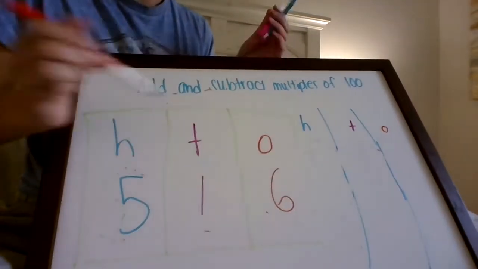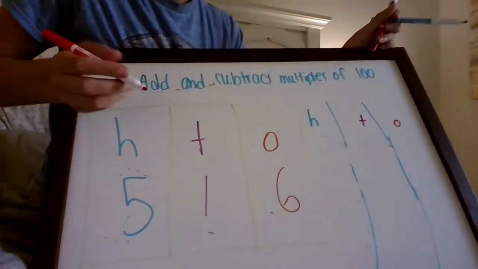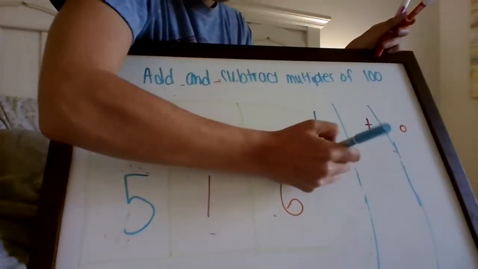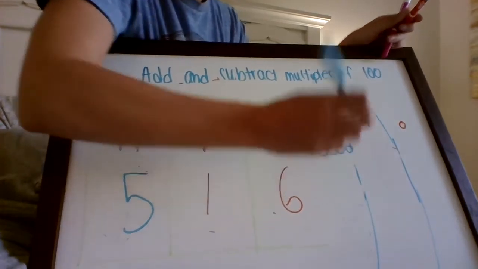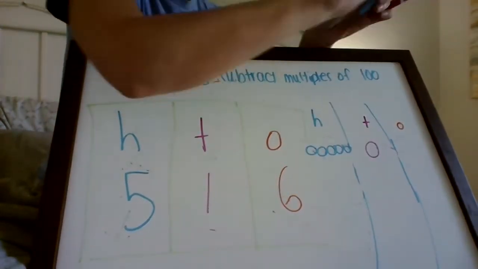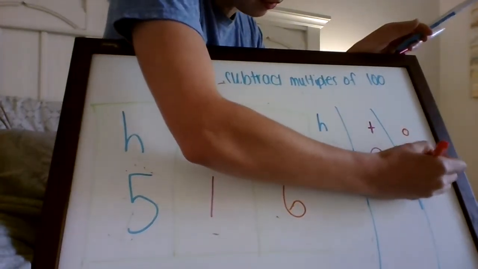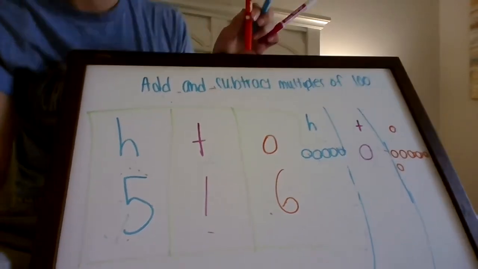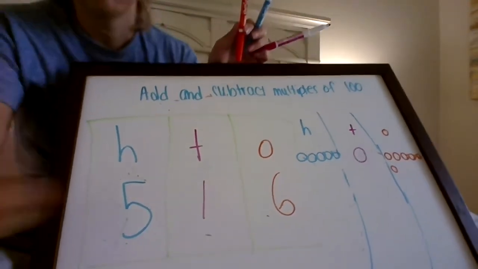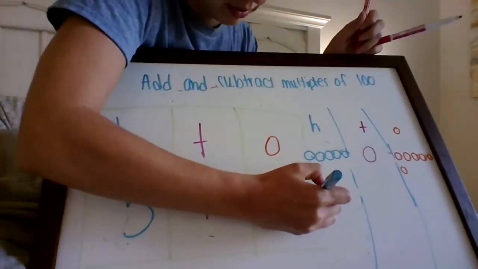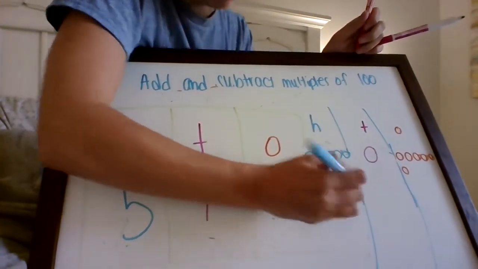Okay, so we are starting with the number 516. How many hundreds? 5. Blue marker. 1, 2, 3, 4, 5. How many tens? 1. How many ones? 6. 1, 2, 3, 4, 5, and 6. I want to add 400. That's a lot, but let's see what happens. 1, 2, 3, 4 more.